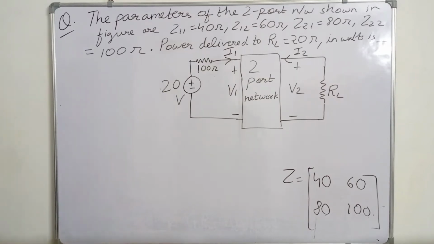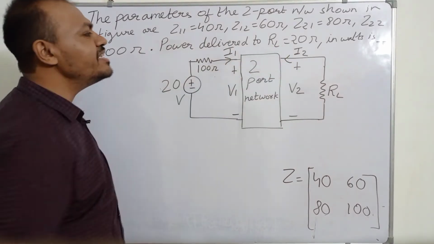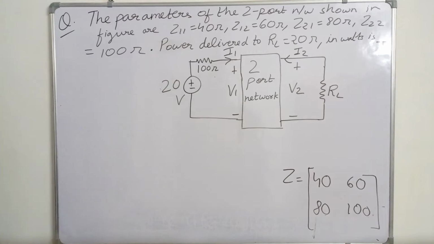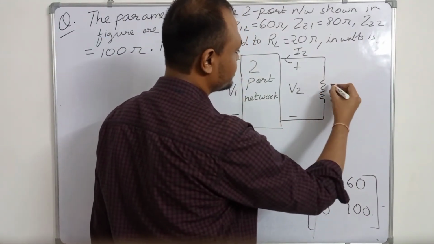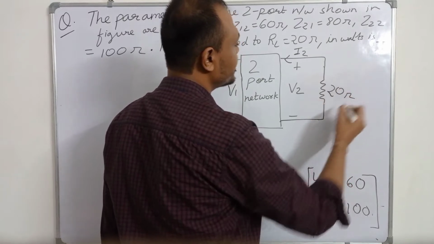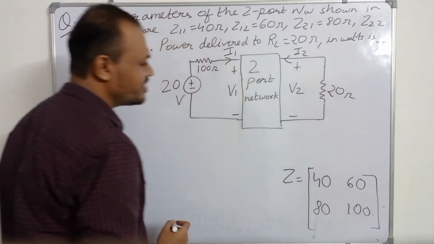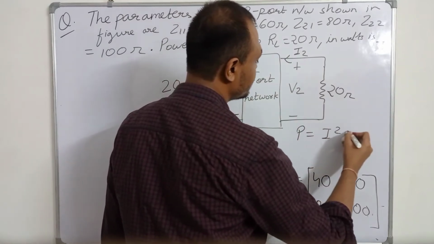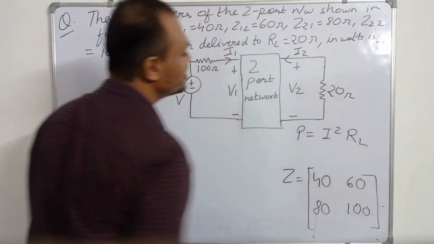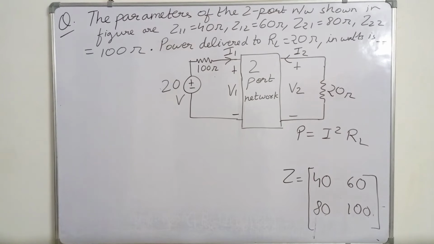So what we have to find is the power delivered to this RL, 20 ohm. So this RL is equal to a 20 ohm resistor. So we have to find the power delivered to it. So obviously power is given as I square into RL. So we will have to find the value of the current I2.